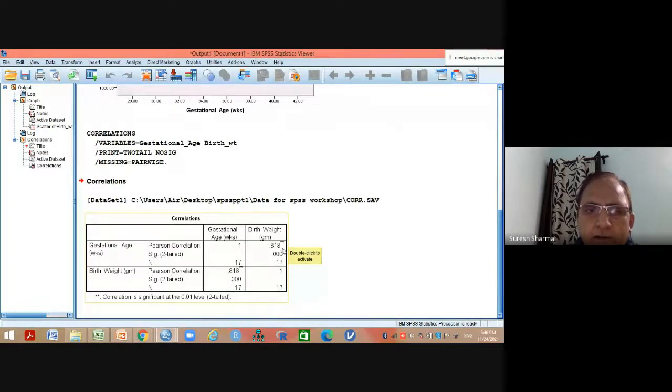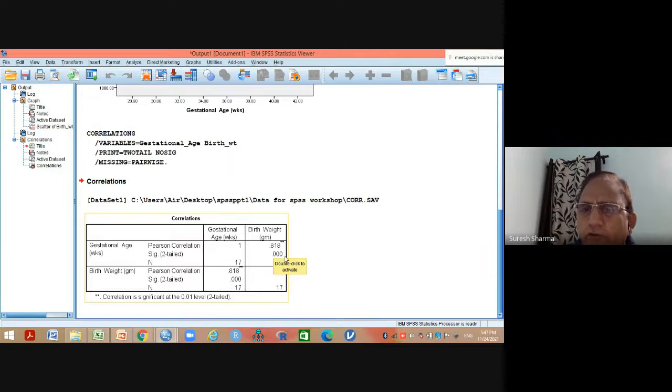And below that, there is a significance, two-tailed. It is called p-value in SPSS. Wherever in SPSS it is written significance, that means it is a p-value. For the time being, please remember, you can note down, I will not repeat again and again. If this p-value is less than 0.05, then the result is significant.